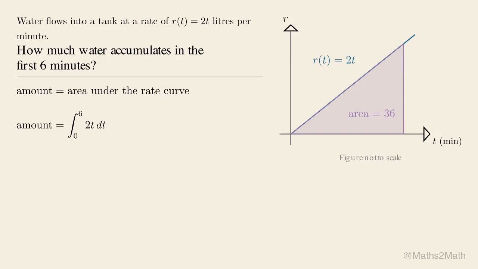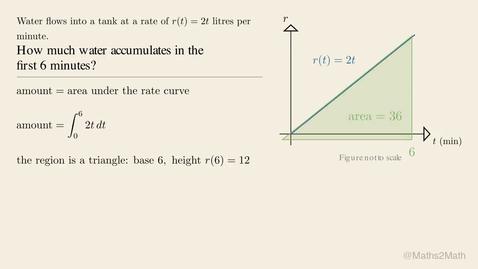But look at the region: no curved roof this time. The rate line is straight, so the region is a plane triangle, base 6, height 12. Half base times height, half of 6 times 12, 36. No limits needed when geometry already knows the shape. 36 liters flow in over the first 6 minutes. Integral computed, this time by triangle.